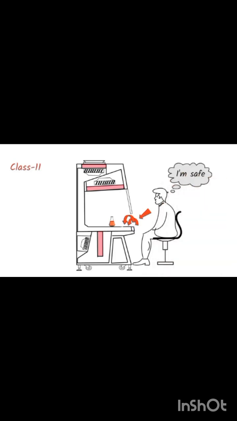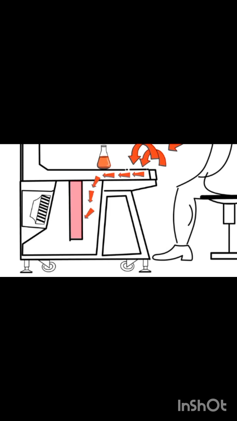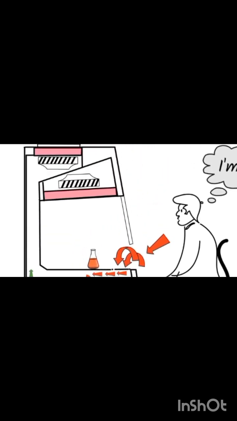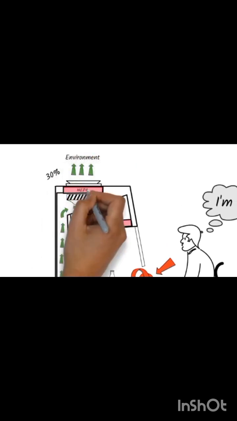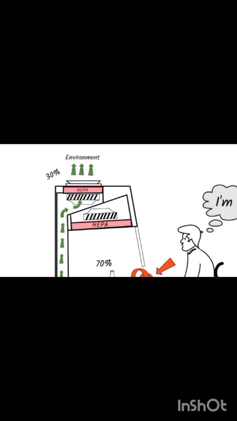The contaminated air is then pushed below the workbench and taken upwards to the plenum. From the plenum, the air is passed through the HEPA filter. Usually, 30% of the air will be sent back to the environment through the HEPA filter. The remaining 70% of the air passes through another HEPA filter and enters the working surface of the cabinet.